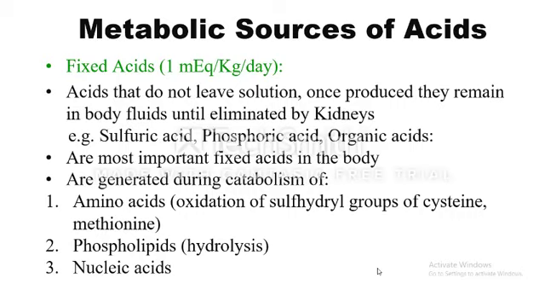other organic acids. The most important fixed acids in the body are generated during catabolism of amino acids, generally oxidation of the sulfhydryl group of cysteine and methionine, and through hydrolysis of phospholipids and nucleic acids.